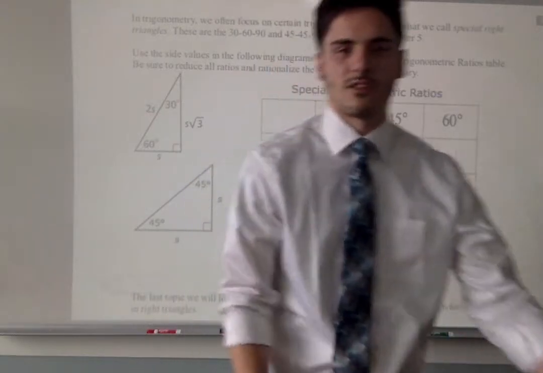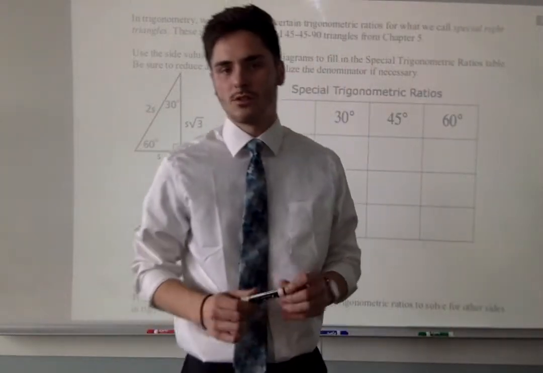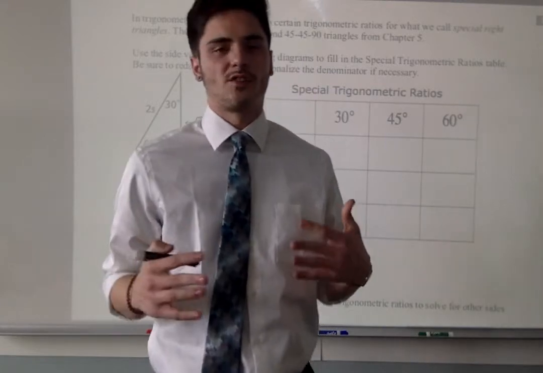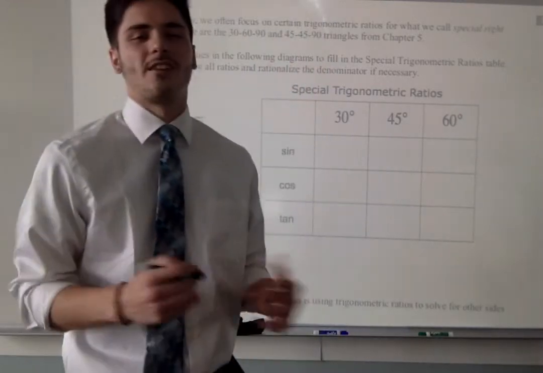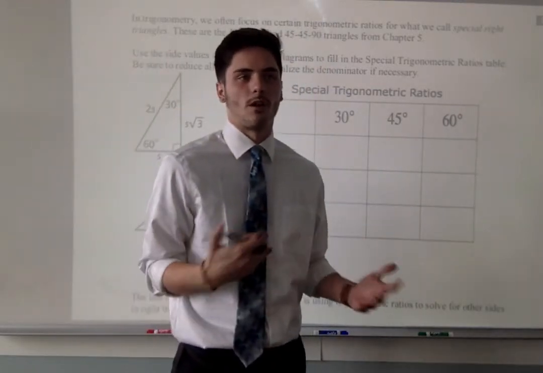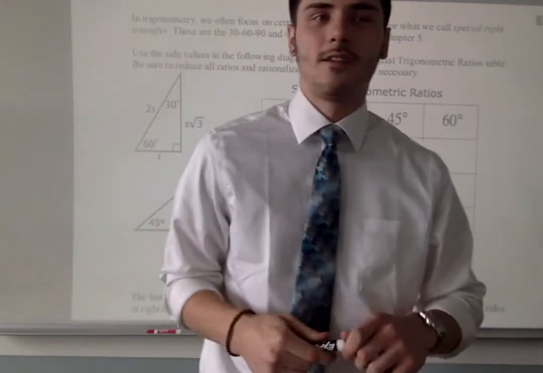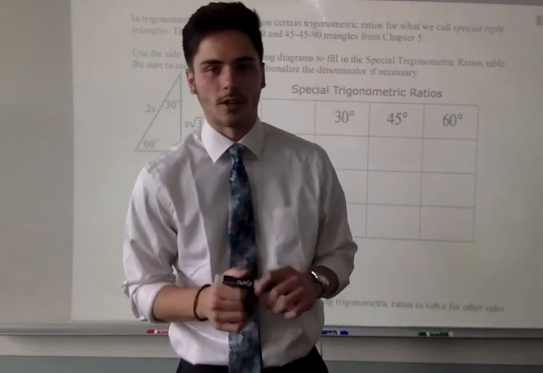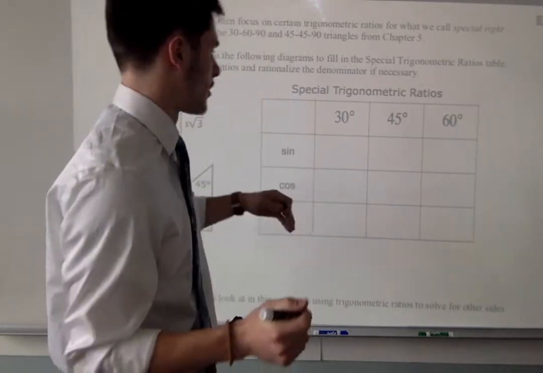All right, so we're going to go over some special trigonometric ratios real quick. And what it means by special is that the numbers just end up being something that we can write, and it's not some random decimal or anything like that. So I'll show you what's going on with that.